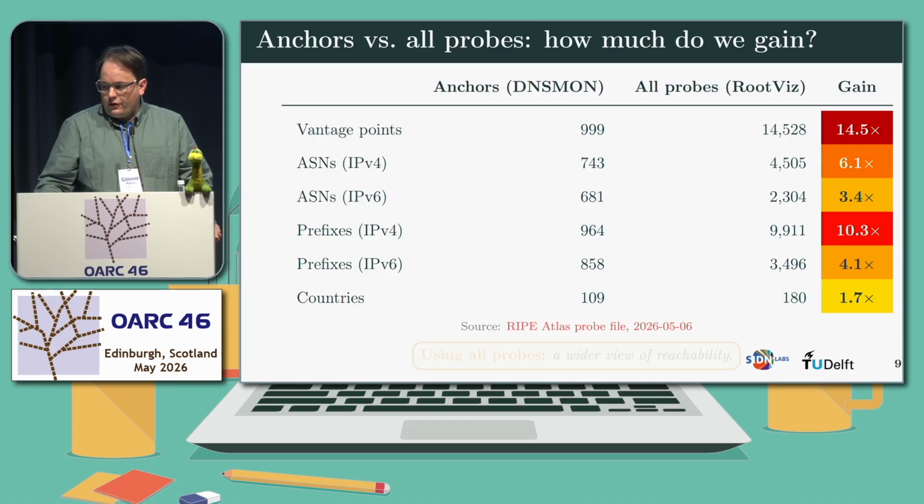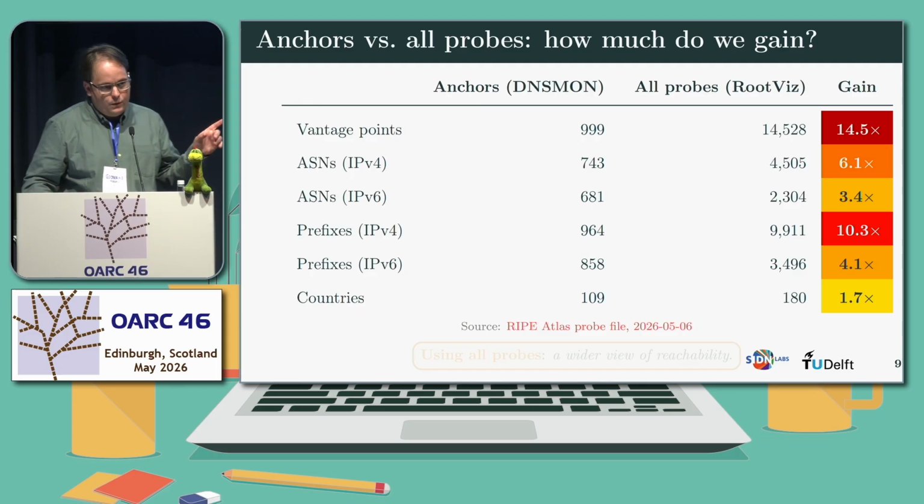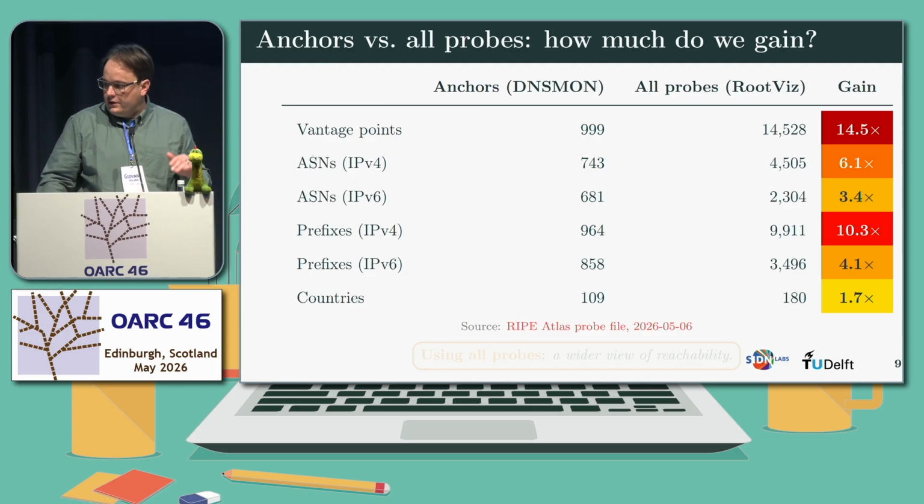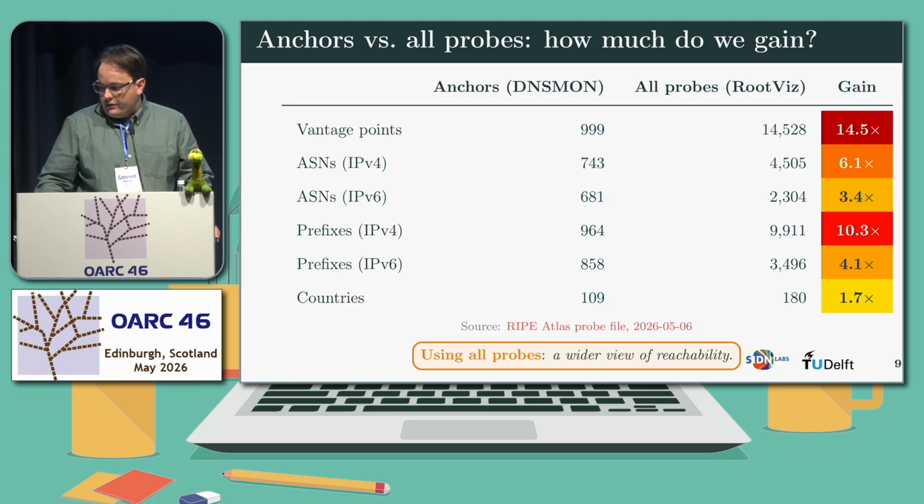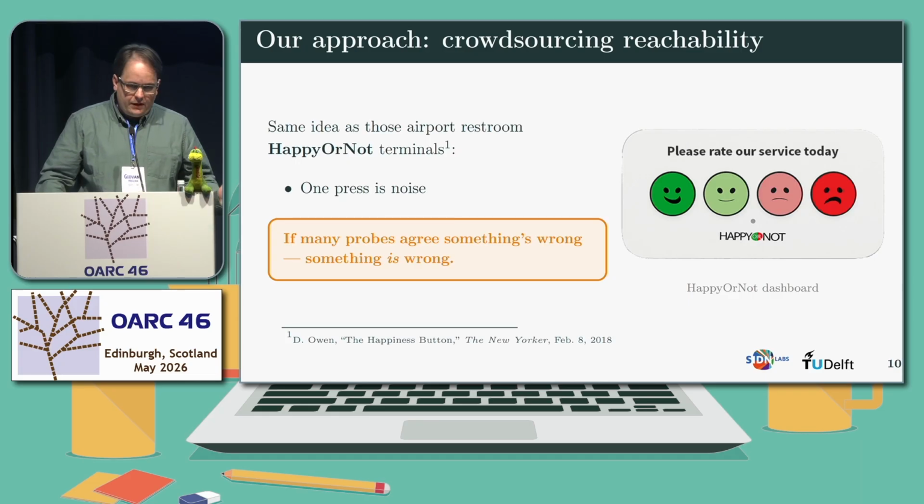But if you compare all the anchors with all the probes of Atlas, so the last column here, meaning DNS-Mon, what would you gain if you used all the probes? You would gain 14 times more vantage points, 6 times more autonomous systems on IPv4, 3 times more on IPv6, and so forth. You get the idea. You get a wider view of reachability and latency. And so the approach we thought of, which I did in the 2016 paper, was pretty much crowdsourcing. I think all of you have seen this in restaurants all over the world. You can tell how the service is there. If one person gives a bad or good score, it doesn't really matter. But if a lot of people give the same signal, it means something's wrong in there.